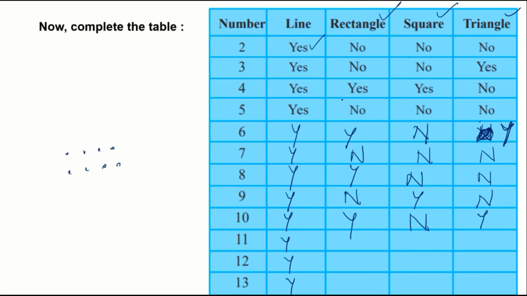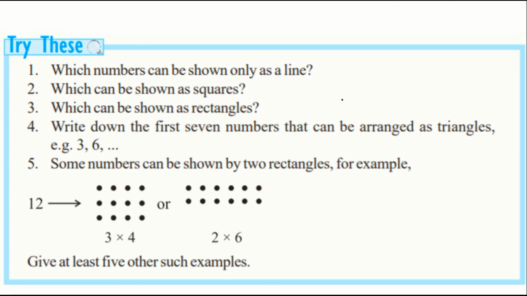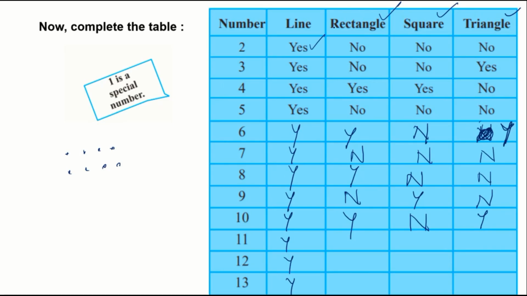Okay, so you try, play with the help of some pebbles or some buttons. You'll understand how these can be done. So we'll take the next important activity. Here 1 is a special number, so it cannot be arranged in any of these shapes. So based on this knowledge, try this. Which numbers can be shown only as a line? In the table you need to observe and tell which numbers can be shown only as a line.